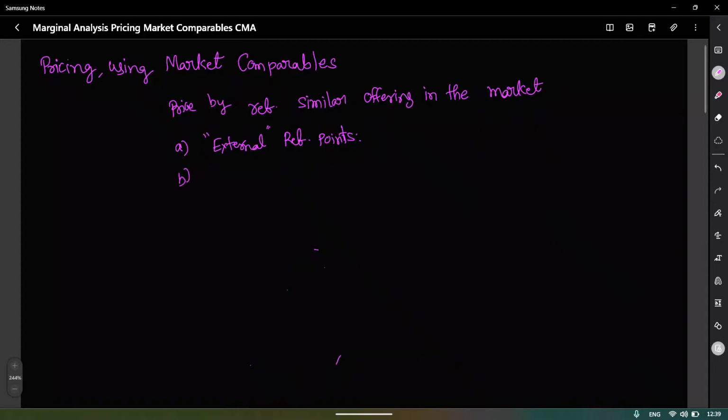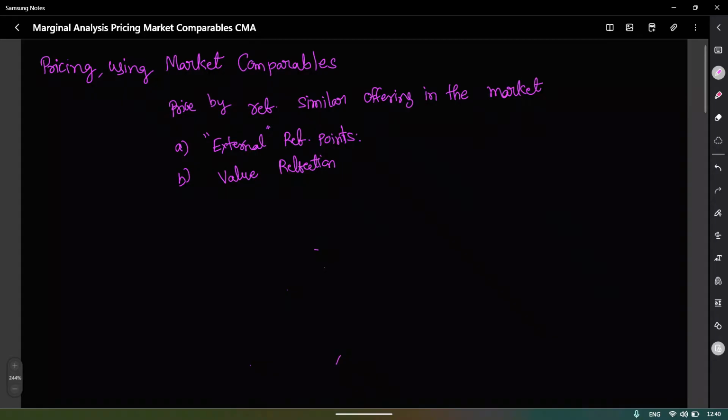Another one is value reflection. Value reflection means by aligning the prices with the market comparables, our company can ensure its prices reflect the perceived value of its product or service within the market, attracting the customers without pricing too high or low. We are not increasing the price or decreasing the price. We are making a similar price.